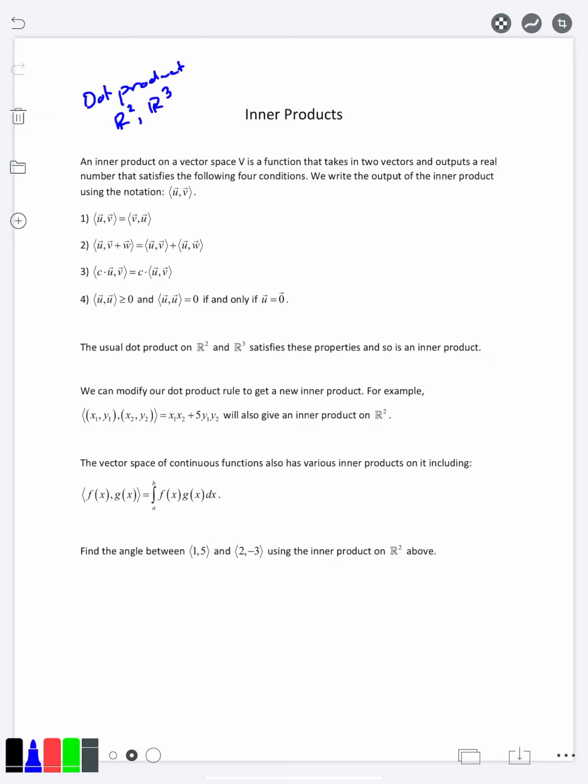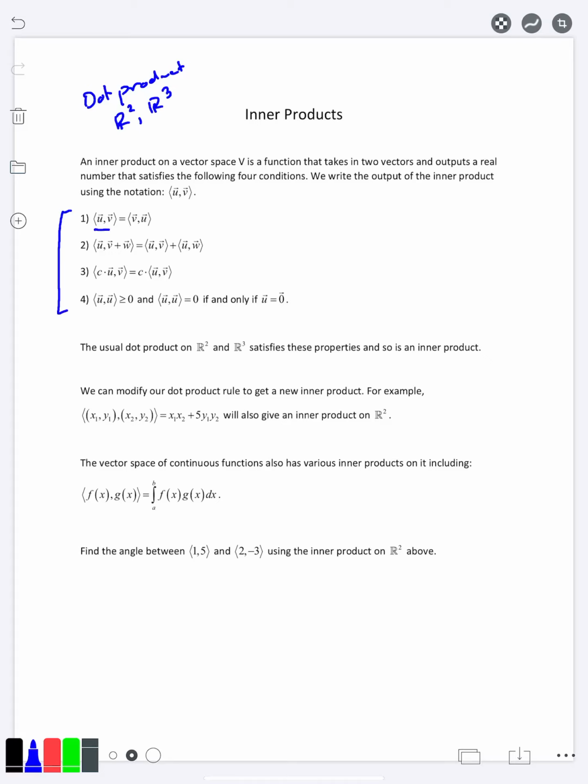Basically, mathematicians looked at dot product. They said, what properties are essential for the dot product to have in order for it to be useful to us? They narrowed it down to 4 conditions, and then they said, well, anything that has these 4 conditions will also be useful, and we're going to call that an inner product. And so here are the 4 conditions.